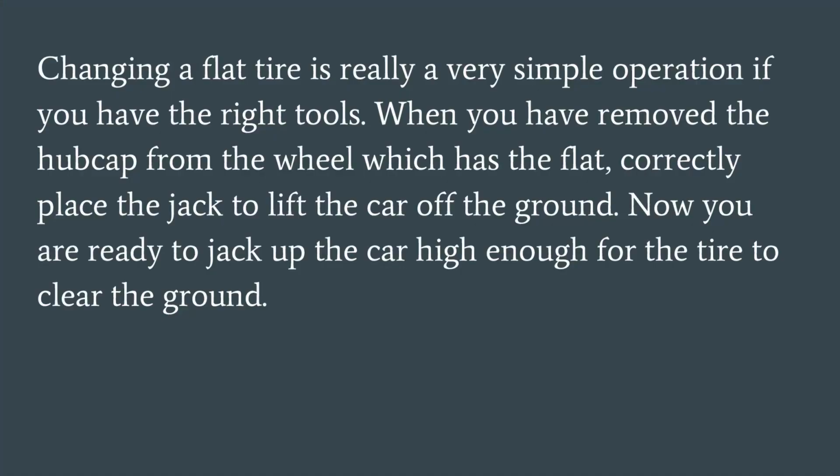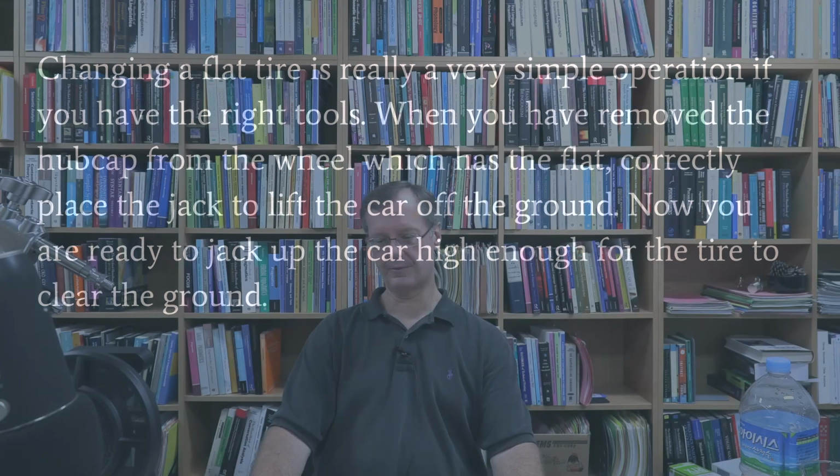So here we have the original you see in my book. Changing a tire is really a very simple operation if you have the right tools. When you have removed the hubcap from the wheel which has the flat, correctly place the jack to lift the car off the ground. Now you're ready to jack up the car high enough for the tire to clear the ground. Okay, not bad, but it's second person-y. We want to sound more formal, like this is for a manual or a how-to guide, that you want to sound professional. So we're going to remove second person, especially in this one.